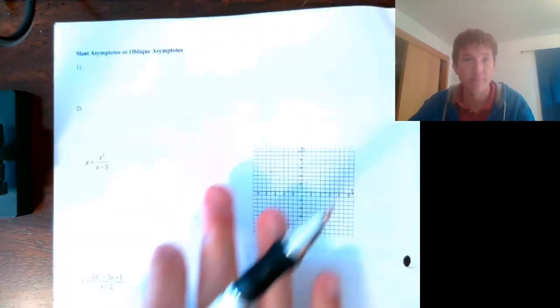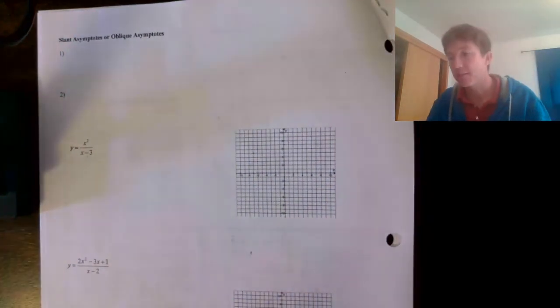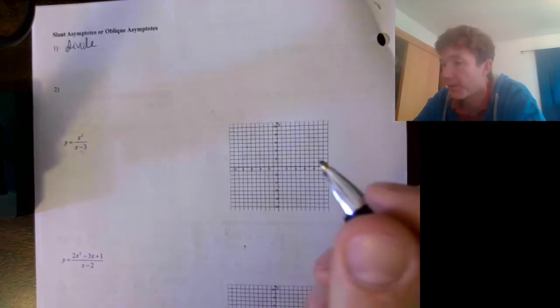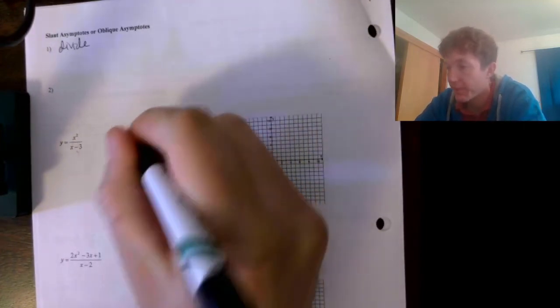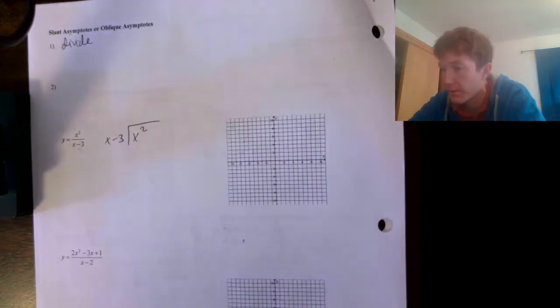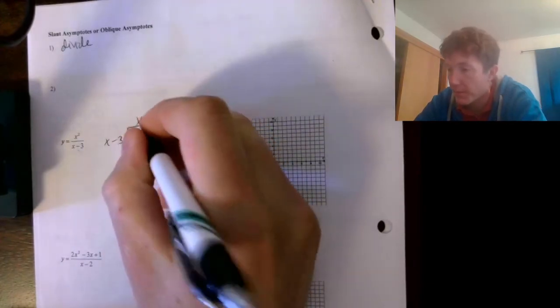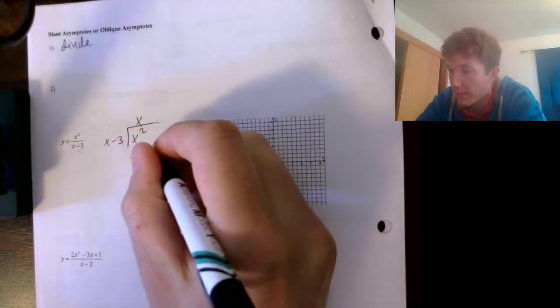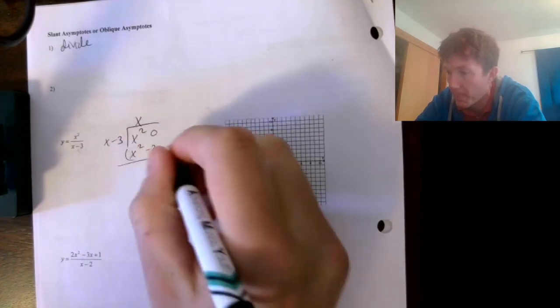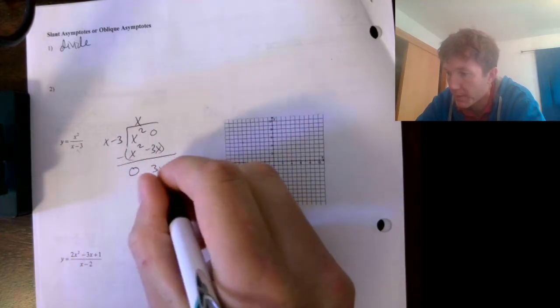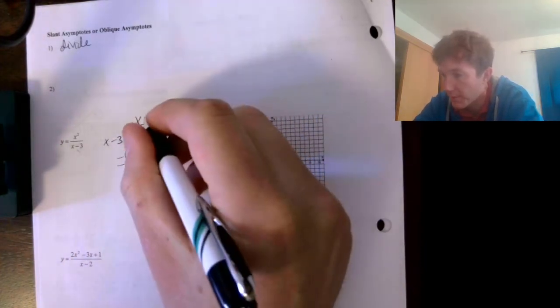Okay, last one. Slant or oblique asymptotes. With these, you want to divide. So let's go ahead and try that. So we're doing x² divided by x minus 3. This is where you get to pull out your skills of polynomial division. X goes into x² x times. Multiply. Subtract it. 0. So 0 minus -3x is 3x. X goes into 3x 3 times.